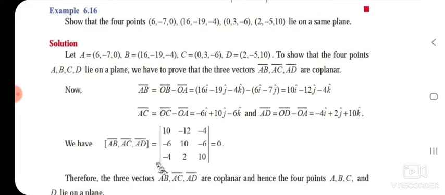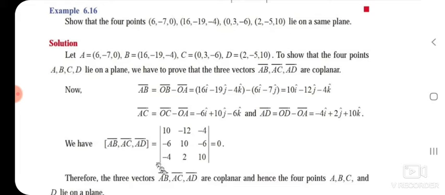Vector AB is equal to OB minus OA, where O is the origin. OB is nothing but 16, minus 19, minus 4 and OA is 6i minus 7j. It gives 10i minus 12j minus 4k.